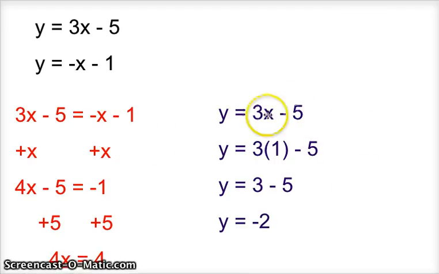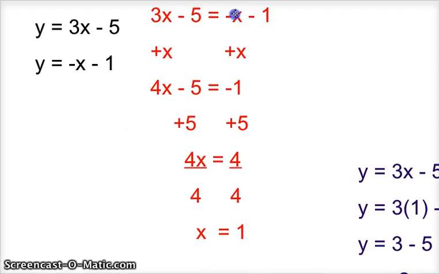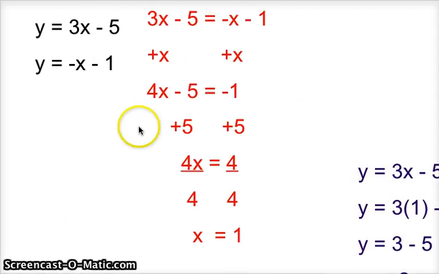So the way that I solved this is by substituting y in my second equation. So I know that y is equal to 3x minus 5. So I replaced this y in the second equation with 3x minus 5. I solved it. I added x to both sides. I added 5 to both sides. I divided. I got x is equal to 1.